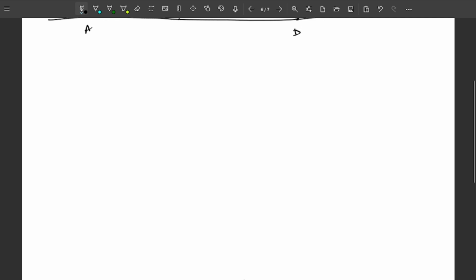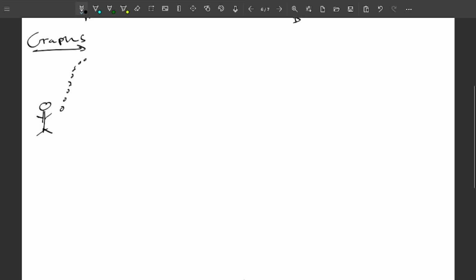You're still under the projectile. Now we're going to be doing the graphs using the same scenario that we created. So now think of a person here. Here's the person. Now this person is throwing the ball up, and the ball comes down.